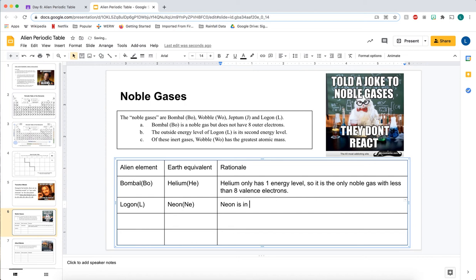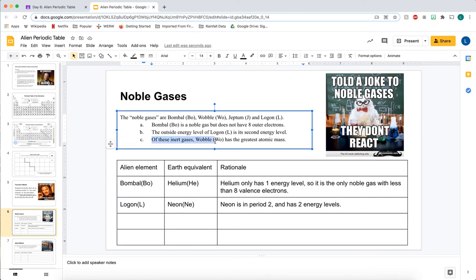Neon is in period 2 and has 2 energy levels. There you go. I know that all of my elements in period 2 have 2 energy levels, so if Logan has 2 energy levels, it must be neon. Last clue on this page: of the inert, meaning does not react, noble gases, Wobble has the greatest atomic mass.